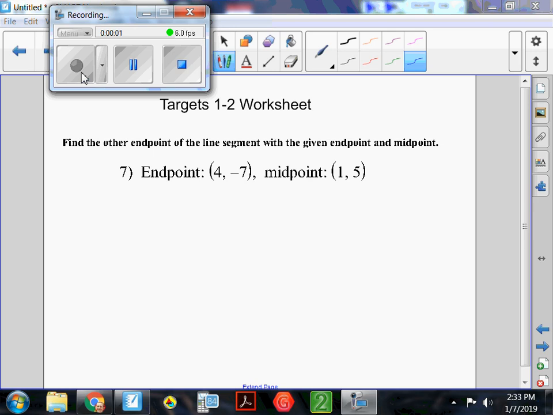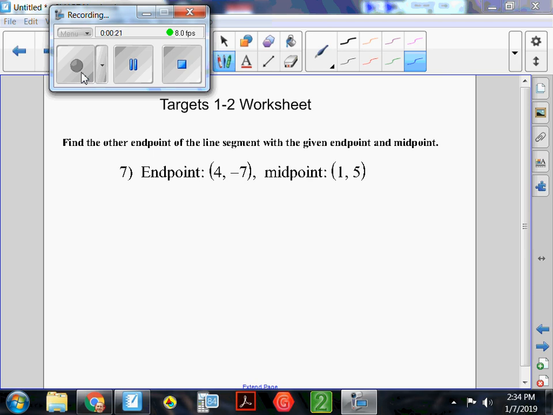Okay, this is the target 1 and 2 worksheet for unit 7. This is number 7, so specifically target 2 for number 7, 8, 9, and 10. So find the other endpoint when given an endpoint and a midpoint. So I'm going to show you two ways to do it.